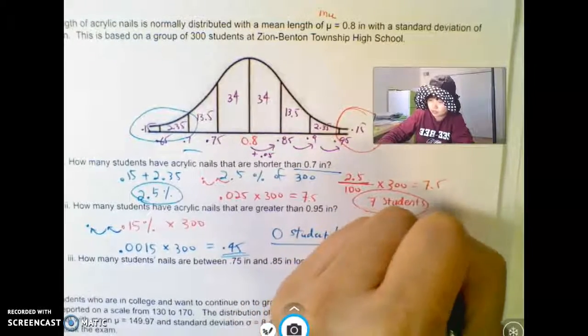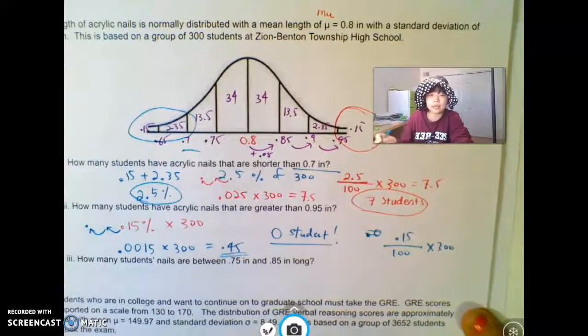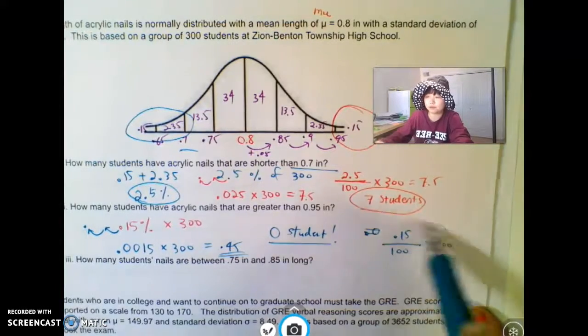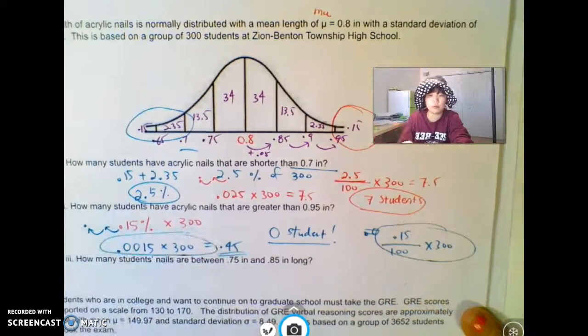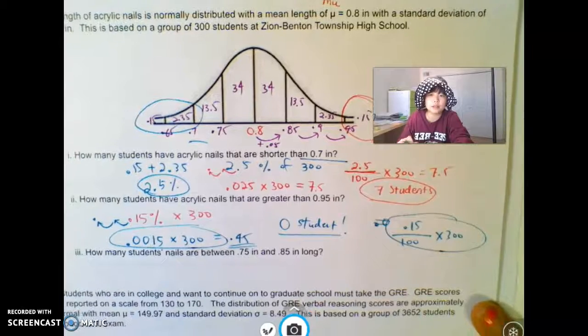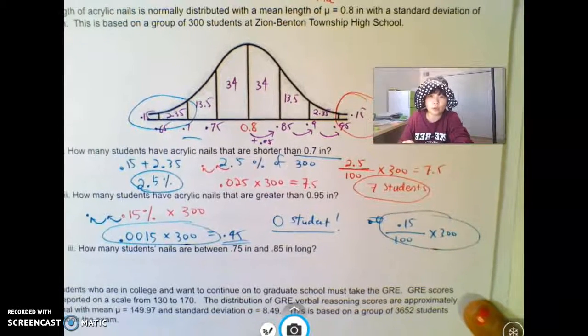0.15% times 300. I think in class, I'm gonna ask if you guys prefer a fraction way or a decimal way. I mean, it's the same thing. It's just that you can never have a percent in an equation. You have to change your percent into either a decimal or a fraction, whichever you prefer.